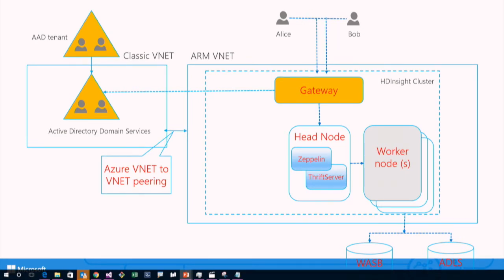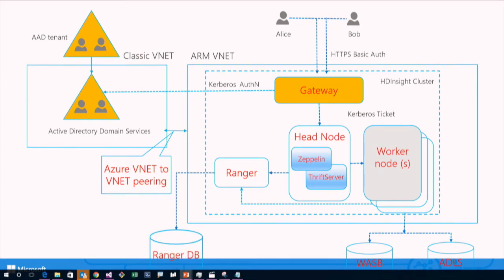The gateway goes ahead and authenticates them via the ADDS, gets a Kerberos token. The Kerberos token is passed on to the head node. The head node passes it on to worker nodes, et cetera, and accesses the underlying data stores. But in addition to that, it can now also go ahead and configure all the various Ranger plugins around it.